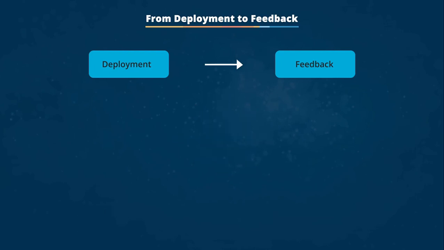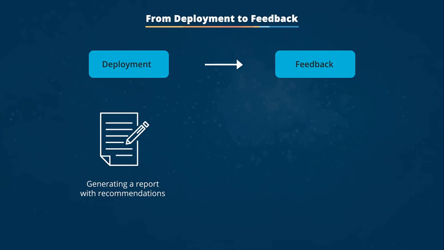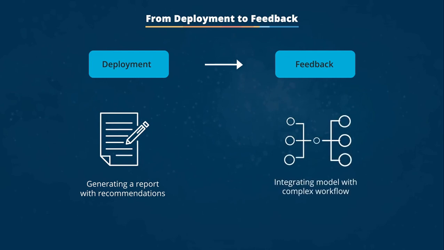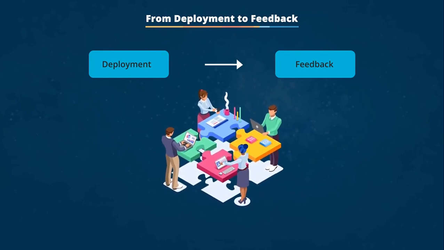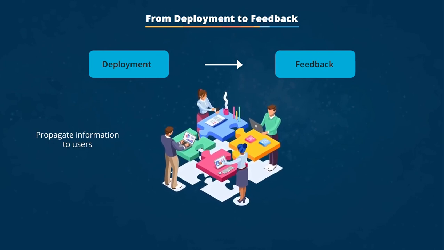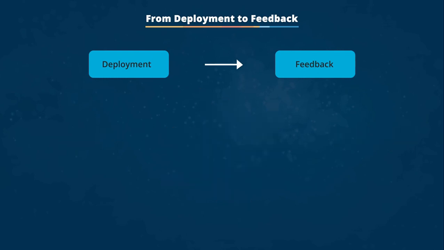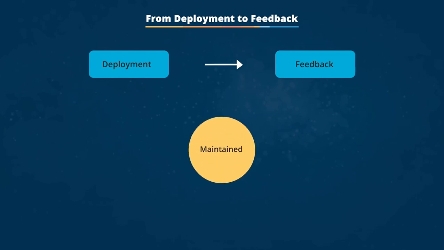Deployment may be as simple as generating a report with recommendations, or as involved as embedding the model in a complex workflow and scoring process managed by a custom application. Deploying a model into a business process usually involves multiple groups, skills, and technologies. It requires planning on how knowledge or information will be propagated to users and how the model results will be deployed. Once the model is deployed, it has to be monitored and maintained.